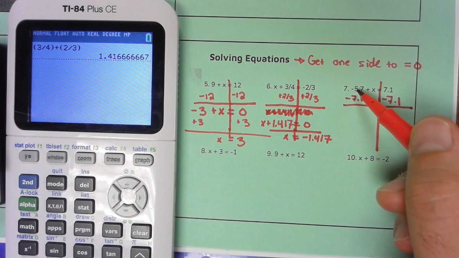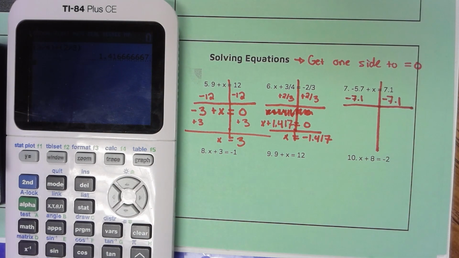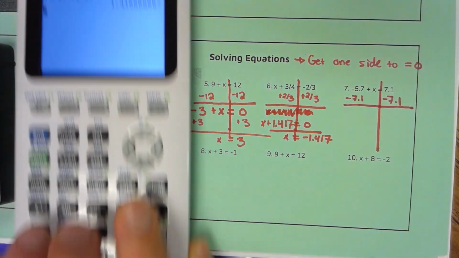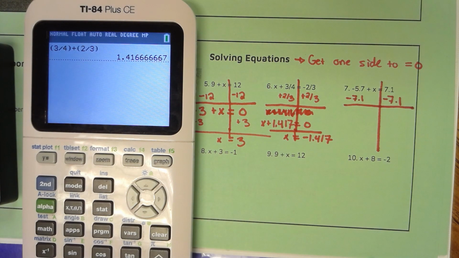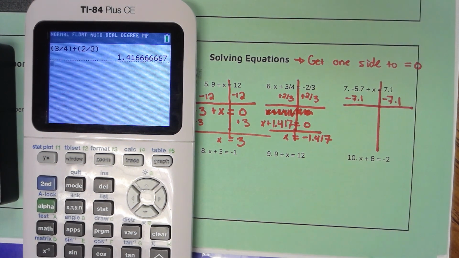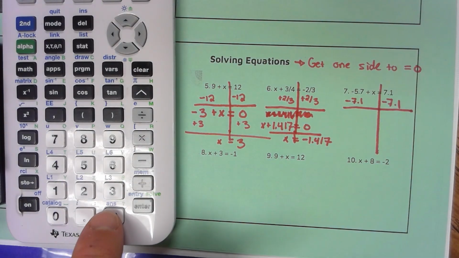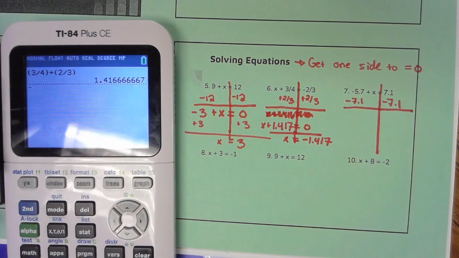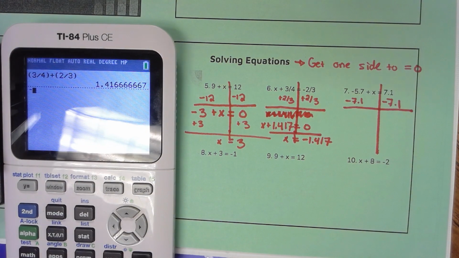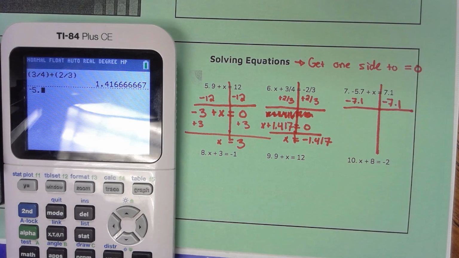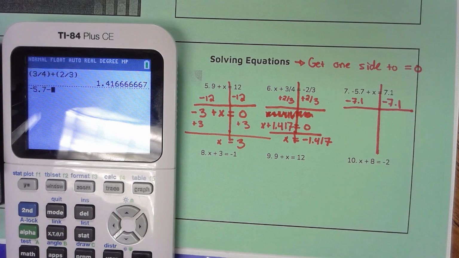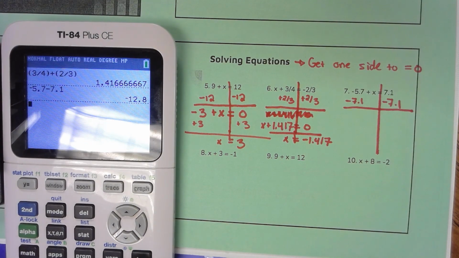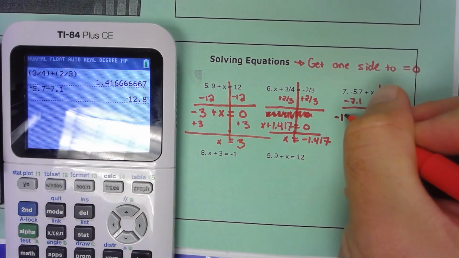So in my calculator, I need to do negative 5.7 minus 7.1. Remember that most calculators have a different button for making numbers negative and for subtraction. So I need to press the negative button first, which is right next to the dot button, or the decimal button. So I'm going to enter negative 5.7 and then minus 7.1. And that gives me negative 12.8.